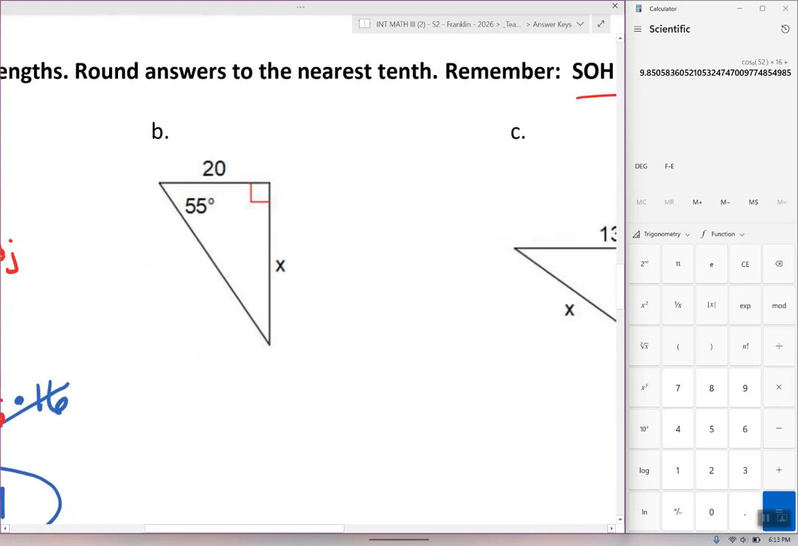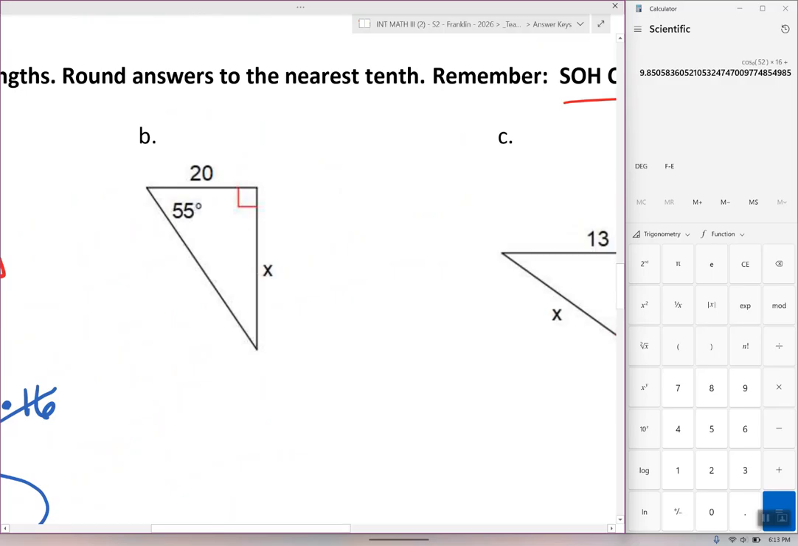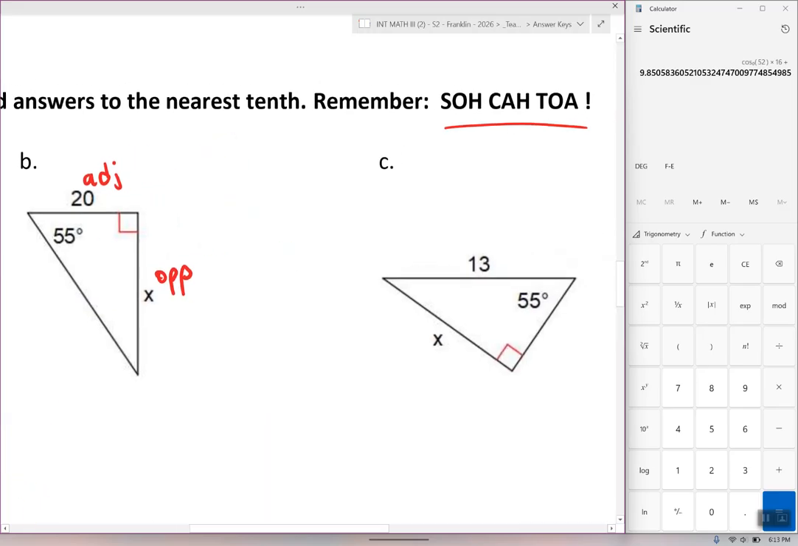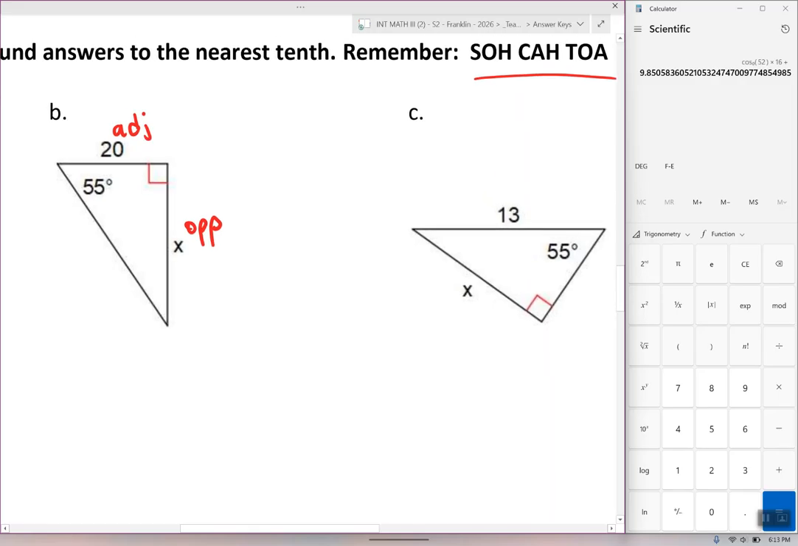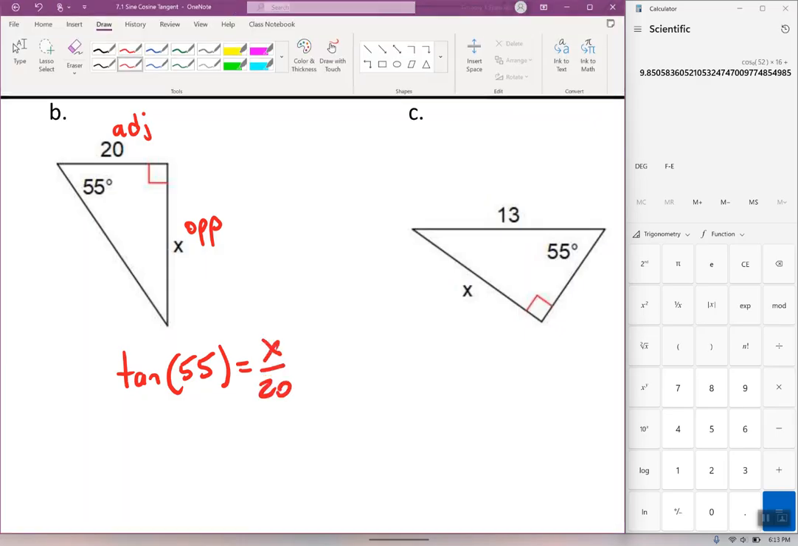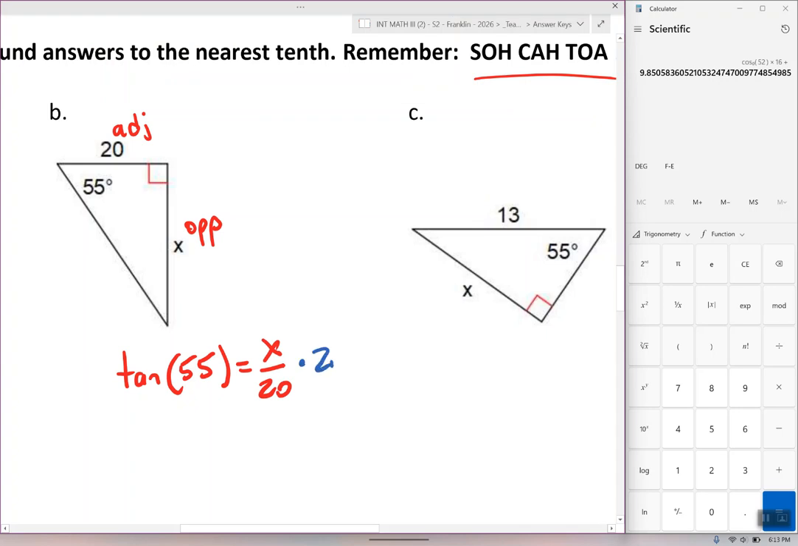Okay, for example B, we have a 55-degree angle. We're not using our hypotenuse. We have our adjacent side here and our opposite side here. So we're going to need to use the tangent function because we have opposite and adjacent. So we know that the tangent of 55 is going to be equal to opposite over adjacent, so x over 20. And then again, to solve this, we're going to multiply both sides by 20.